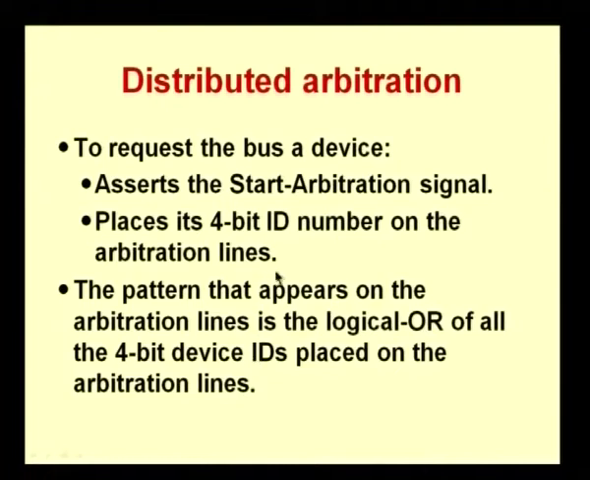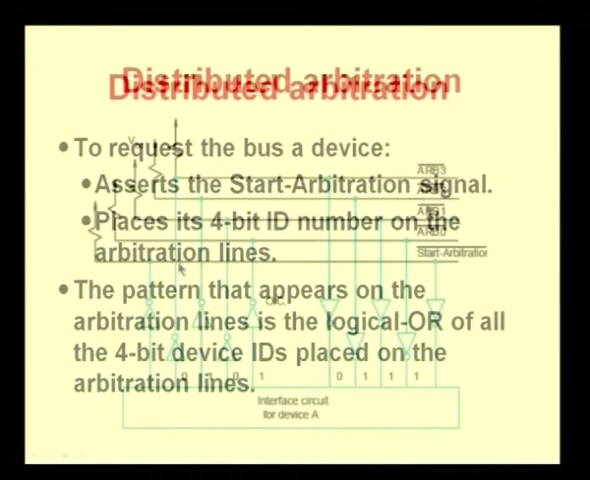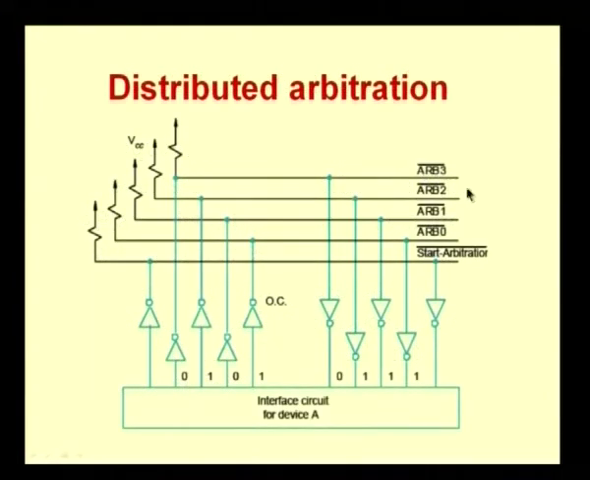That is, if I have 2 different devices both wanting to request access to the bus, both of them will assert the start arbitration signal. The start arbitration signal will go low, and both will place their 4-bit ID numbers on the arbitration lines. Remember that the arbitration lines are shared by all of them. So, if you have a pattern like 0 1 0 0, which would be like 4, device ID 4 is being put out by one device, and say 0 0 0 1 is being put out by another device.